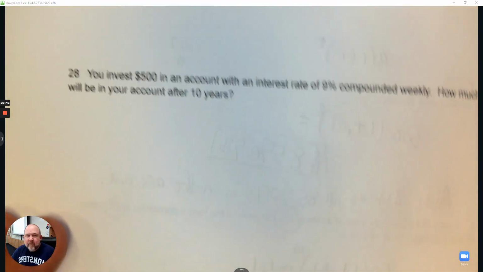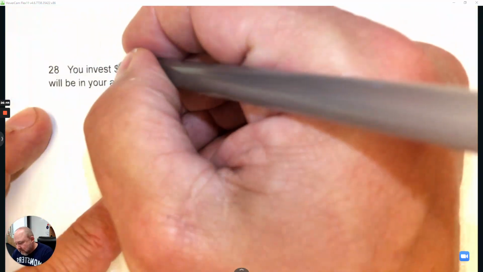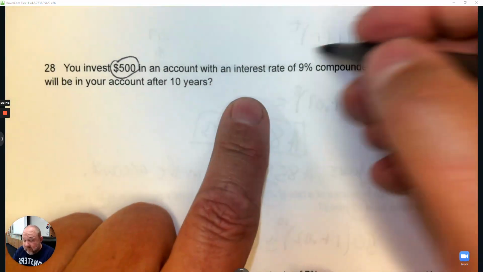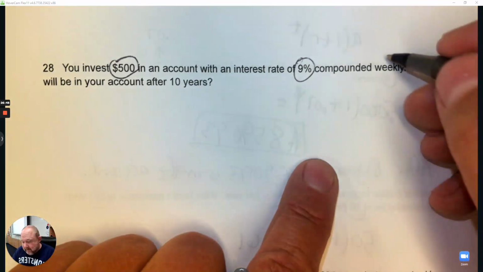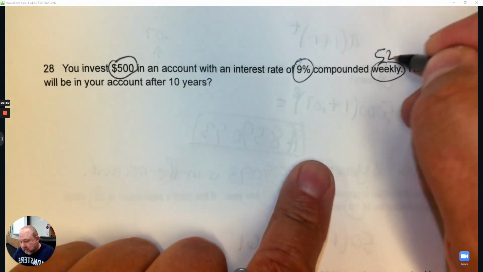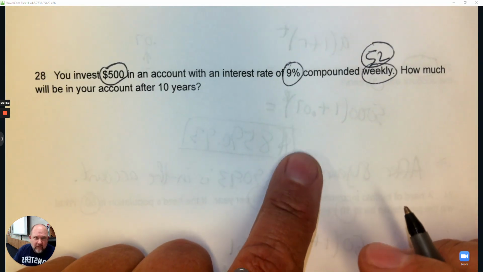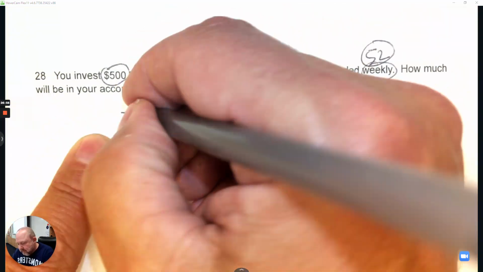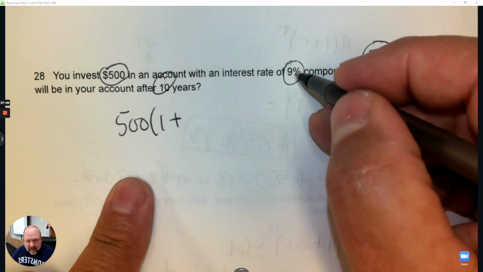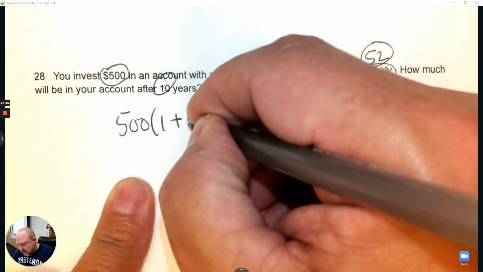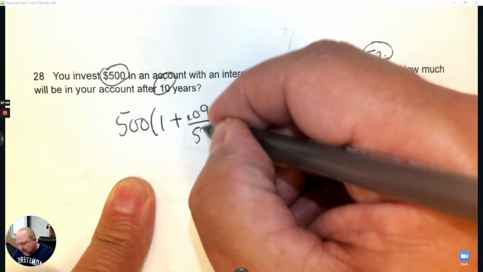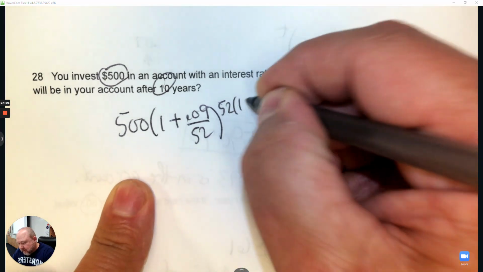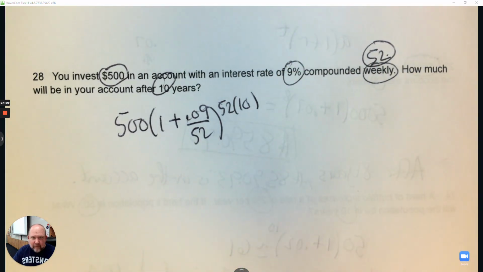All right, last page. 3 more questions. You invest $500 in an account with an interest rate of 9%, compounded weekly. So how many weeks are there in a year? We need that number. Just so you know, it's 52. How much will be in your account in 10 years? So the formula is 500, 1 plus, we change 9% to 0.09 and divide by 52. And then in the exponent is 52 times the 10 years, and that's the formula we're going to use.